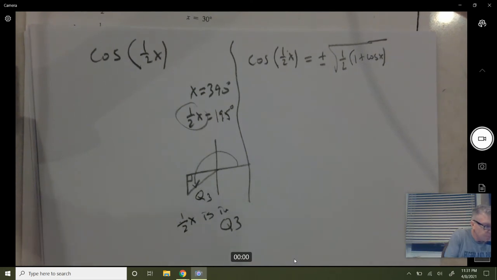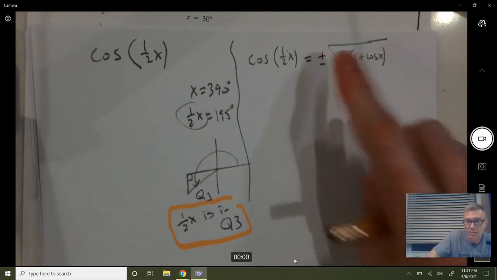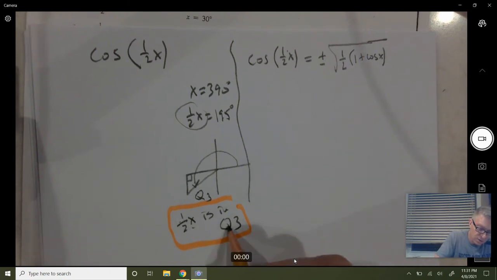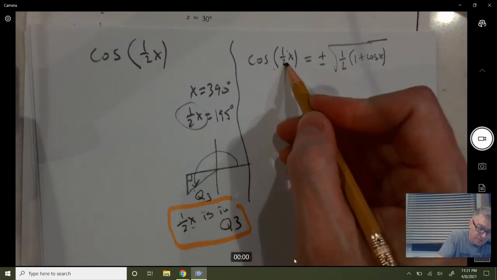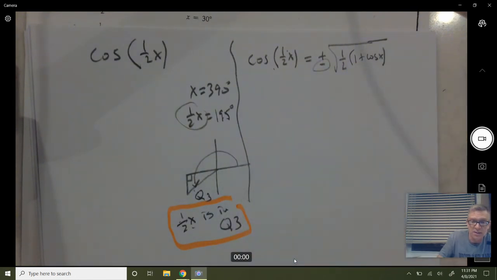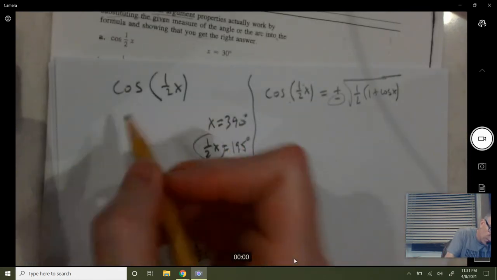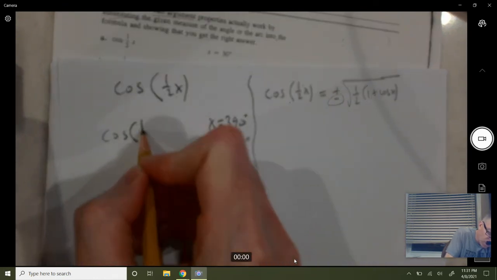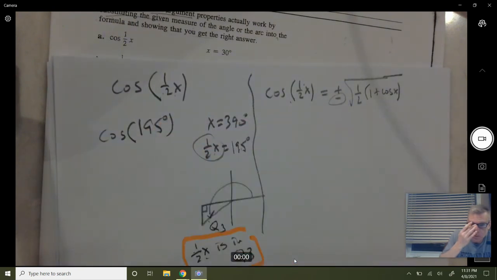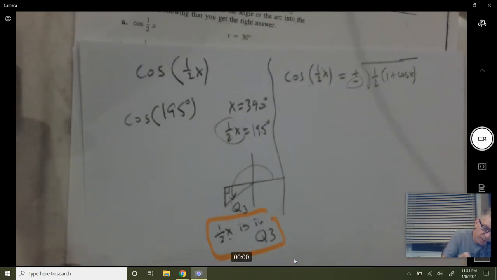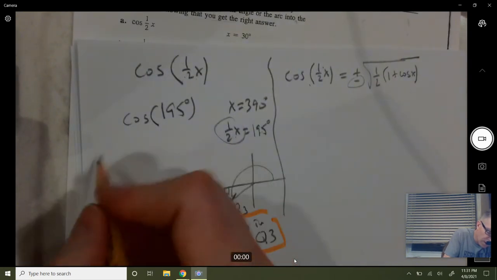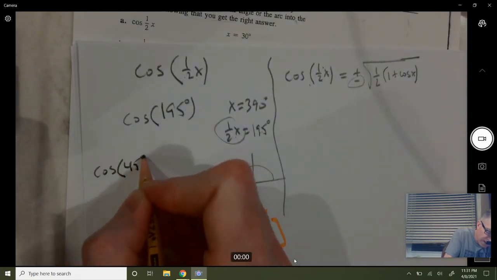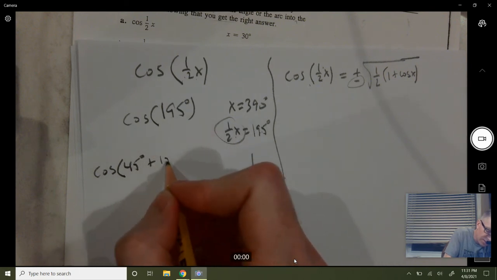Okay. So I'm going to highlight that. 1/2 x is in quadrant 3. We need that to figure out this thing over here, the plus or the minus. Okay, because if 1/2 x is in quadrant 3, we know that the cosine of that angle is going to be negative. So right now we know it's going to be negative. Okay. So this one we're going to plug in 1/2 x is 195. So this is just going to be the cosine of 195. Okay, we could do that without a calculator. Actually, maybe for fun we could. Cosine of, I'd do 45 plus, what is that, 150?